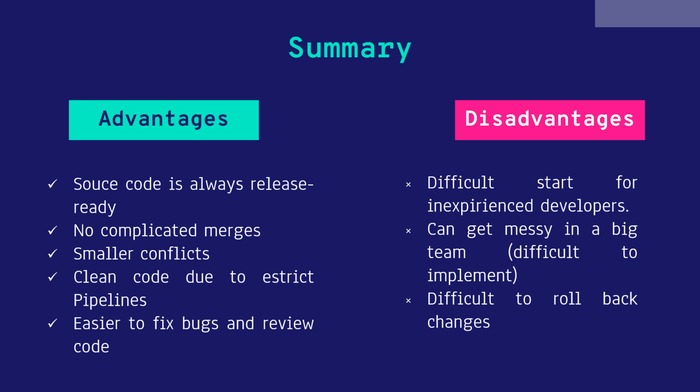And finally, trunk-based development can also make it difficult to roll back changes. This is because each change is made directly into the trunk and there is no separate branch for holding the previous version of the code. If a change needs to be rolled back, it can be difficult to identify which change caused the problem and how to revert it.